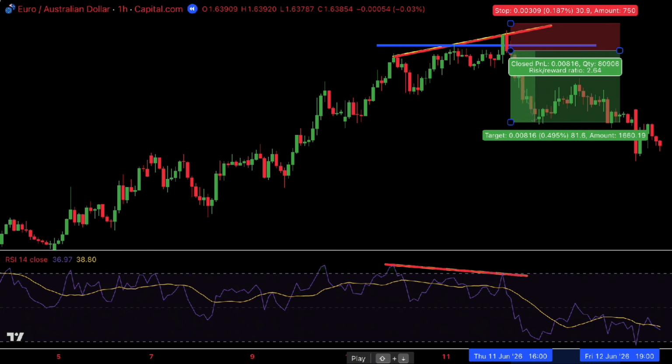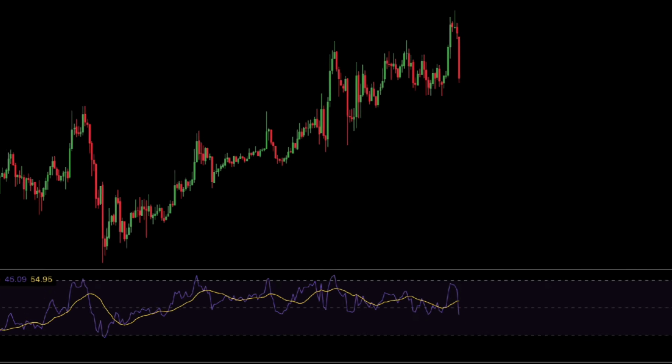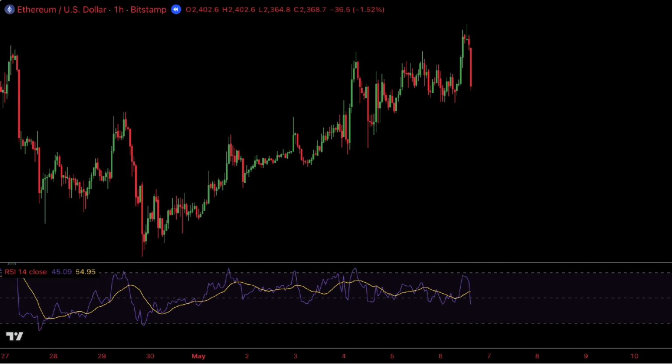As you can see, the market moved lower and reached the target exactly as expected. Now, let's look at another chart example. This is Ethereum versus the US dollar on the hourly chart. As you can see, the market is in a clear uptrend, which tells us that buyers are in control.